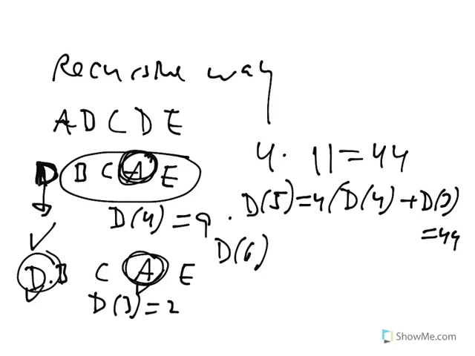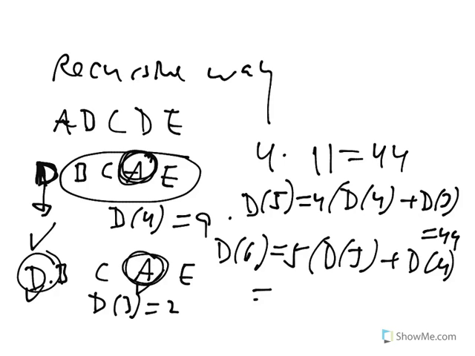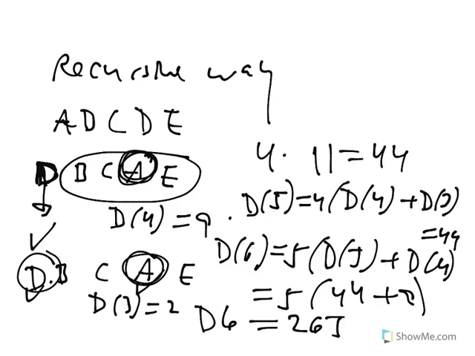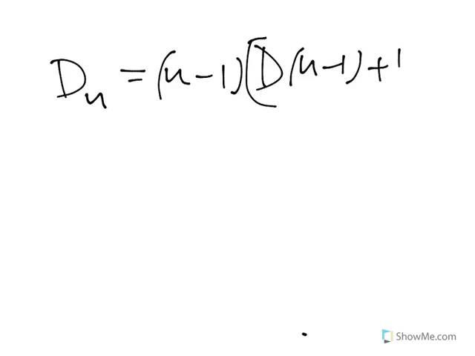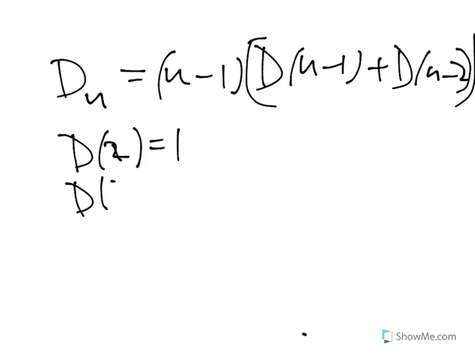And D6 then would be 5 times D5 plus D4, which is 5 times 44 plus 9, which is, I think, 265. In general, the rule is Dn is equal to n minus 1 times D n minus 1 plus D n minus 2. As long as you know that D2 equals 1 and D3 equals 2, you can use this to find any one that you want. That's the recursive definition.